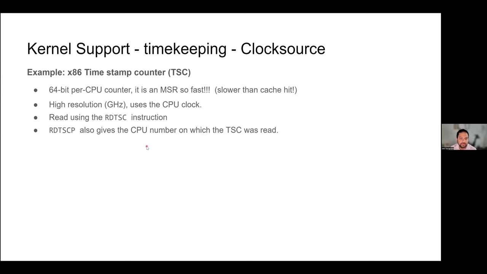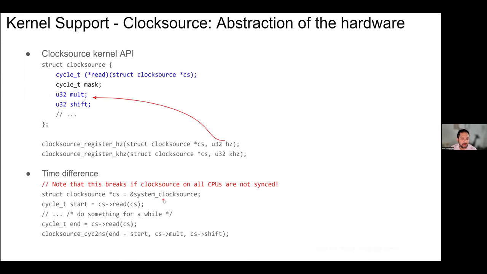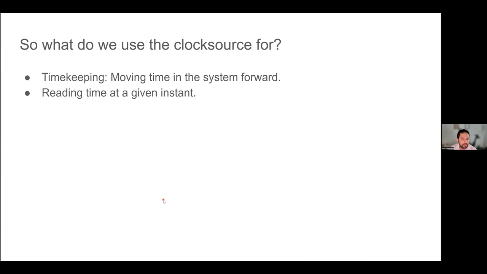So that's all great, but what do we use the clock source for? We use it for two reasons. One is timekeeping: we have to keep moving the system clock forward. Another one is to read the time at any given instant. So let's go over both.